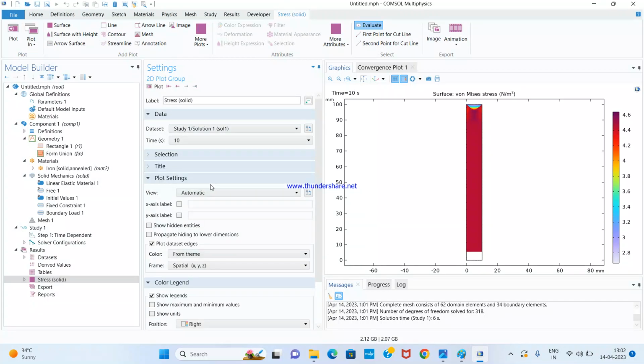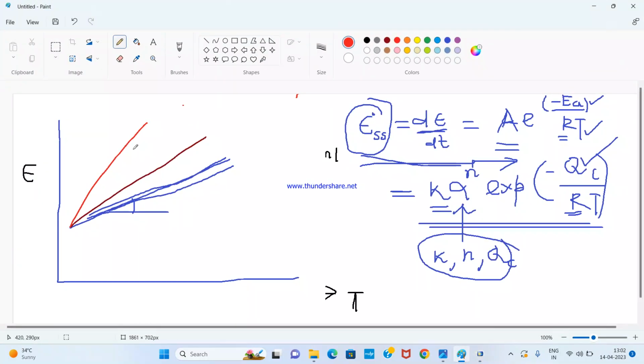Now you see, you have got the stress plot. So now you can find out the strain curve. From this analysis you can find out the time versus strain curve. So that means for three different values of temperature, you will get three different strain rates. Okay, so if you get that, then by solving, you will get this equation.